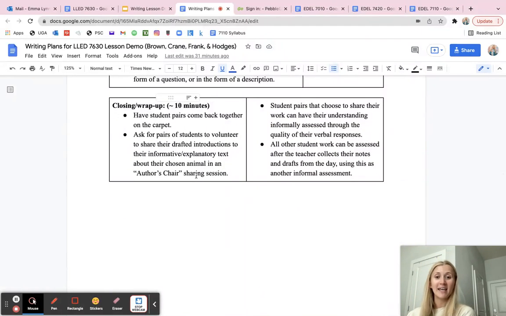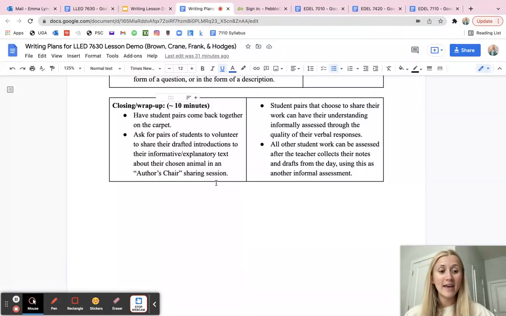And then for our closing, we would have the class come back together on the carpet and do a little author's chair sharing session where you could basically just ask if any pairs of students would be willing to come up and share the drafted introduction that they wrote about their animal, maybe why they chose that specific animal, why it has so much interest for them, and then maybe why they chose that specific introduction, how they hope it's going to affect the rest of their piece.